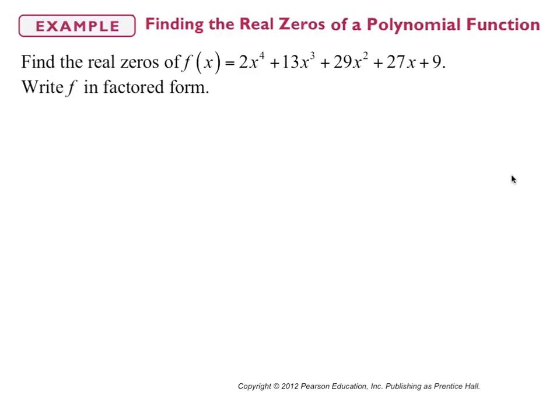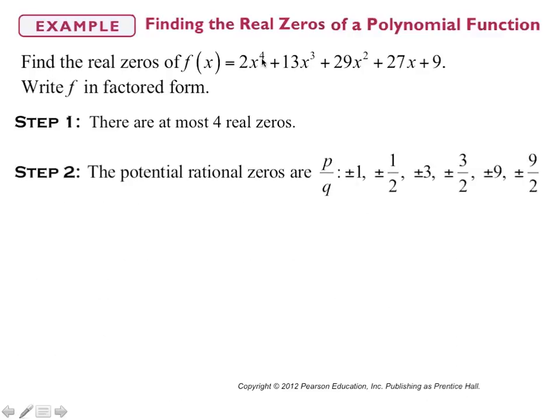Okay, so let's do another one. Let's find the real zeros of 2x to the 4th plus 13x cubed plus 29x squared plus 27x plus 9. And after we're done with that, we want to actually write it in factored form. So we know that there are at most 4 real zeros because we have a degree of 4. It's always going to match.